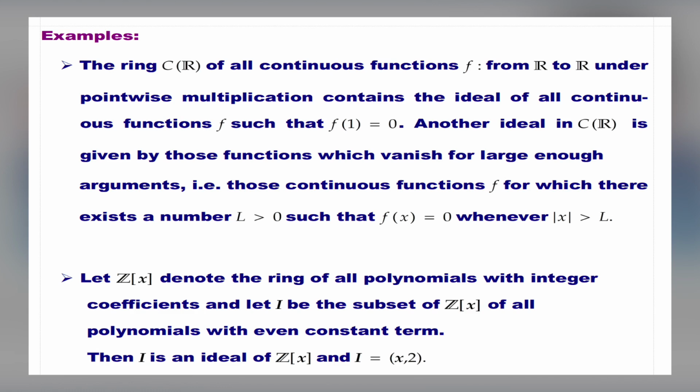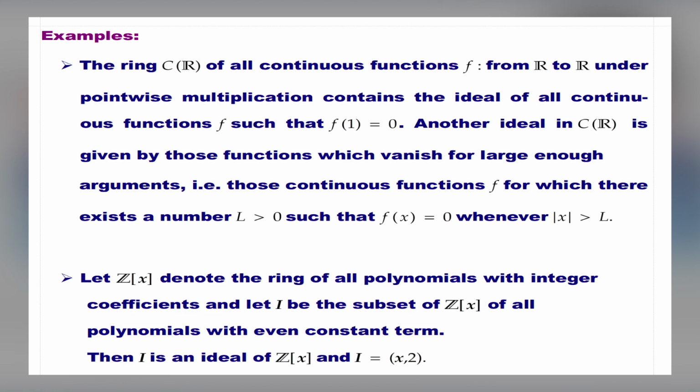the ideal of all continuous functions f such that f(1) equals 0. Another ideal in C(R) is given by those functions which vanish for large enough arguments. That is, those continuous functions f for which there exists a number L greater than 0 such that f(x) equals 0 whenever |x| is greater than L.